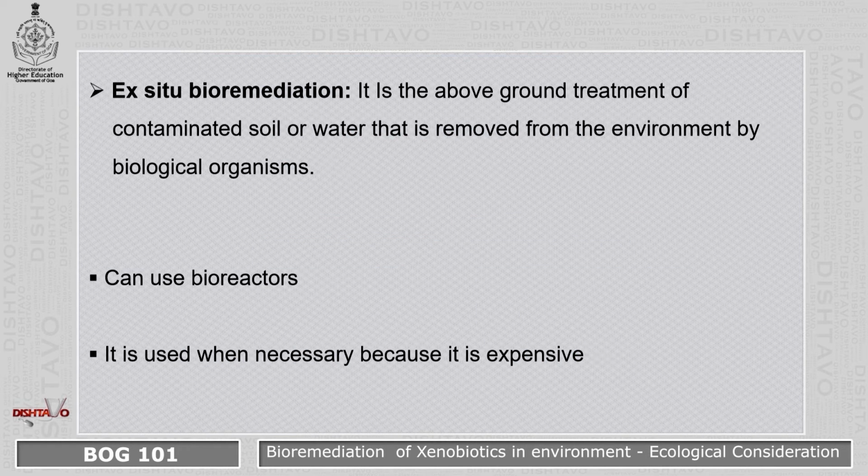Now the next method is ex situ bioremediation. It is the above ground treatment of contaminated soil or water that is removed from the environment by biological organisms. Here the biological organisms are utilized to remove the contaminants from the soil. In this method we can use bioreactors, and this method is used only when it is necessary as it is very expensive.